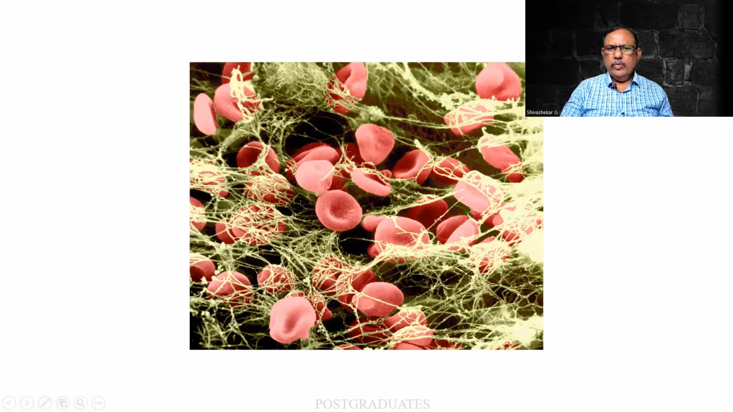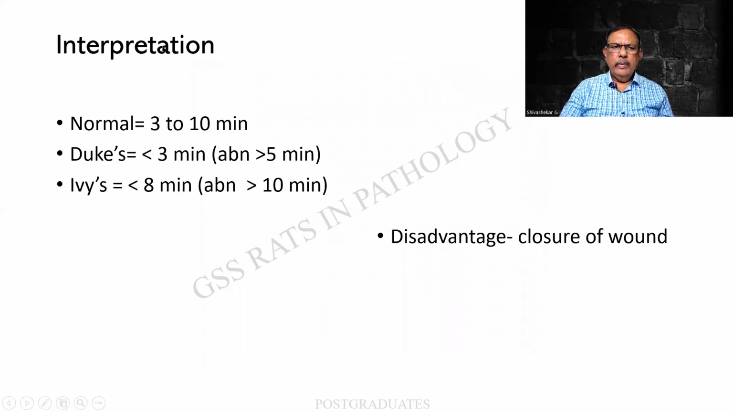So ultimately, this is what we had seen. There are the RBCs and then the fibrin mesh in which are entangled the other elements. Ultimately, there is the brick and cement appearance. The normal bleeding time can be 3 to 10 minutes.